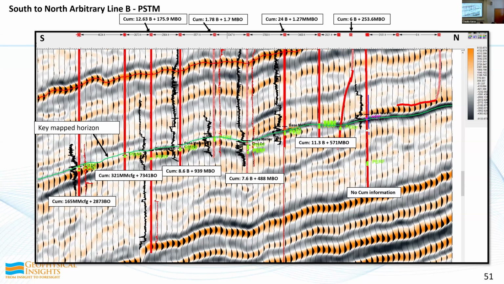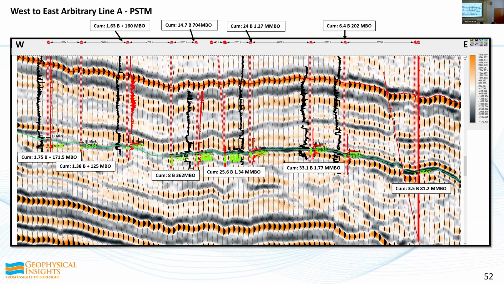This is an example of the south to north arbitrary line and some of the production from some of the wells in there. And then this is a west to east arbitrary line. And you can kind of see the sands come up and terminate against the base of the Austin Chalk. Here's what it is in Paradise.